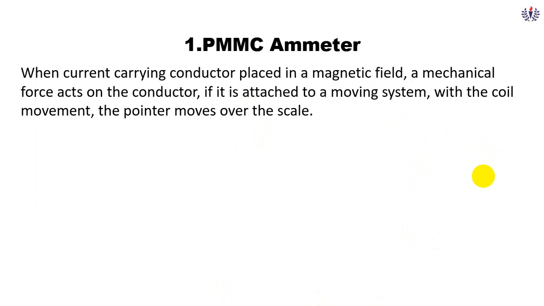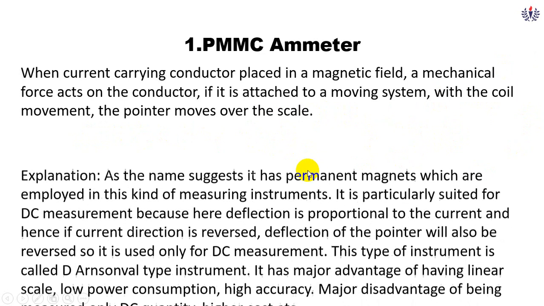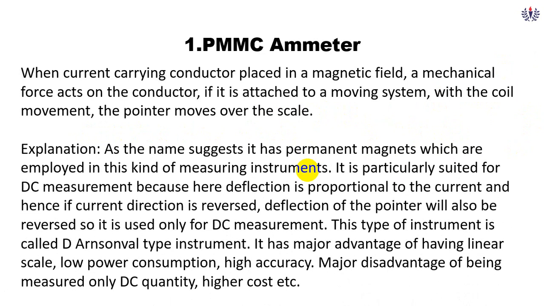In the PMMC ammeter, how will it work? In general, by the motor principle, whenever a current carrying conductor is placed in a magnetic field, a mechanical force acts on the conductor. It is attached to a moving system with the coil and pointer arrangement, so it moves over the scale. As the permanent magnet is placed on both sides, it suits only DC measurement. The deflection of the pointer is directly proportional to the current, and if the current direction is reversed, the deflection of the pointer will also be reversed.